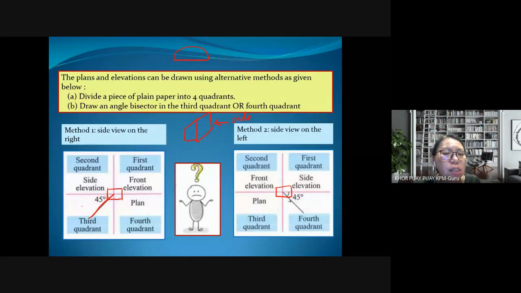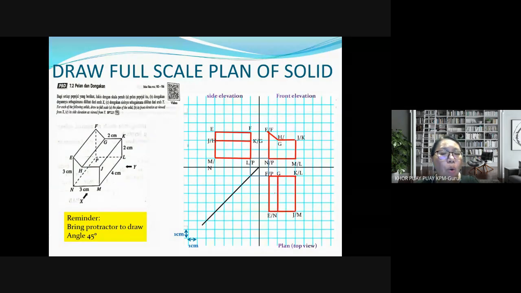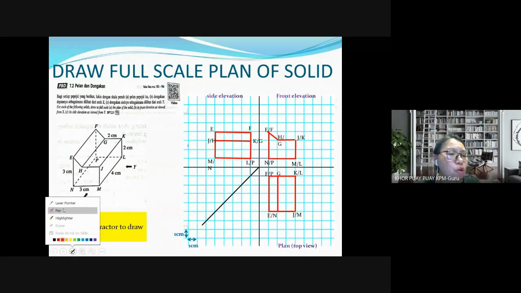If the side is looking from the left, then you will need to draw the side line 45 degrees on the right. Okay, clear? So make sure you don't get confused, yeah? This one is very important. And labeling is very important. Make sure you label all the edges, all the lengths, and also one more thing, please use your pencil lightly.